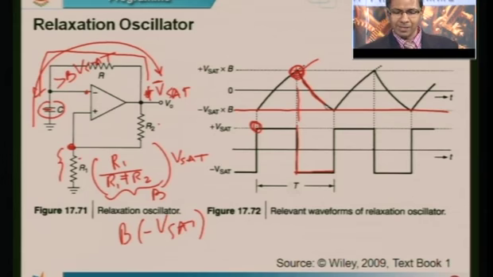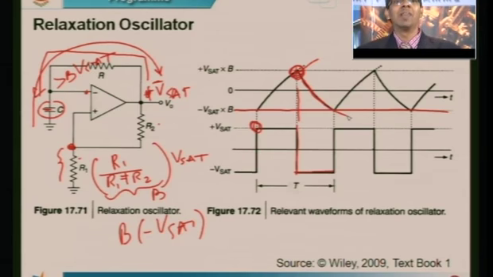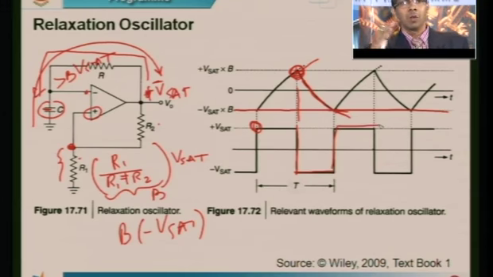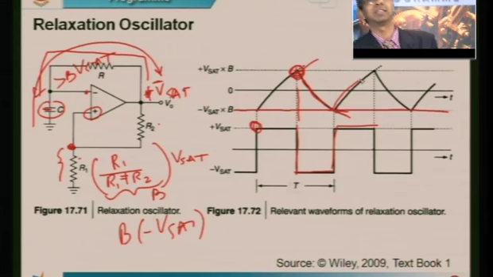The moment the capacitor is discharging below this point, the input at the non-inverting pin is now larger. Even though it is negative, it is still larger. See here, the capacitor voltage is going down, but this is a reference. So the voltage at the non-inverting pin becomes larger, which means the output switches back to plus Vsat. Once the output switches back, the capacitor again starts charging. So this continuous cycle of charging and discharging happens, thereby giving at the output a voltage waveform which switches between plus Vsat and minus Vsat.